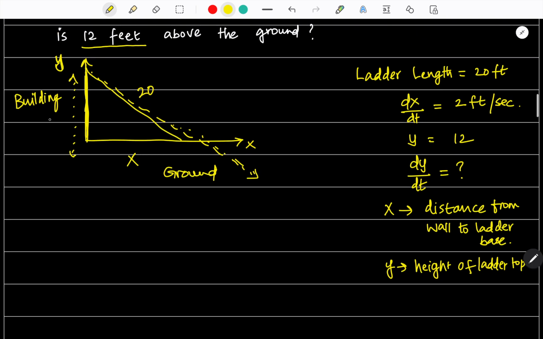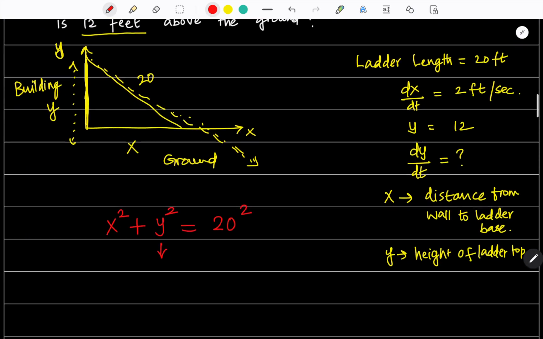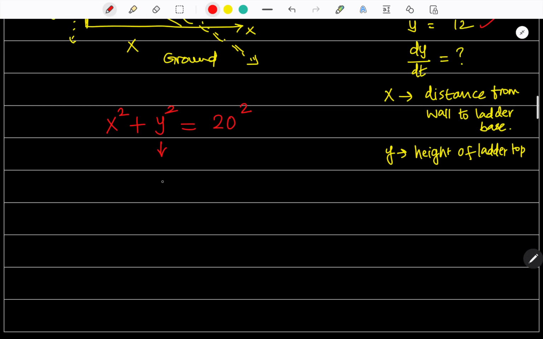So this is your x and this is your y. What's your Pythagoras theorem? x squared plus y squared is equal to 20 squared. Now we need to find x. y is given as 12, so 12 squared, and x squared I don't know, and this is equal to 20 squared. So x squared equals 20 squared minus 12 squared.